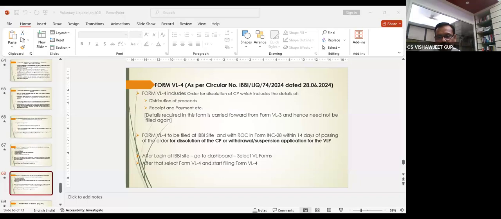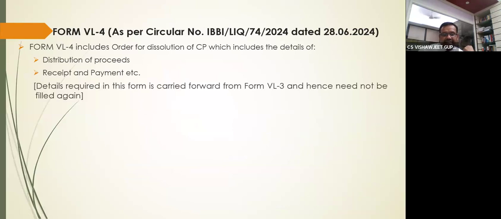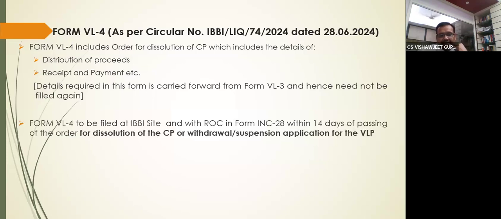Now coming back to the PPT. Form VL4 includes the order of dissolution of CP, which includes the details of distribution proceeds, receipt and payment. Details required in this form are carried forward from VL3 and hence need not be filled again. So automatically the details will be filled and carried forward from VL3. And VL4 is to be filed with IBBI and ROC in form INC28 within 14 days of passing of the order for dissolution of CP or withdrawal or suspension of application for the voluntary liquidation process.